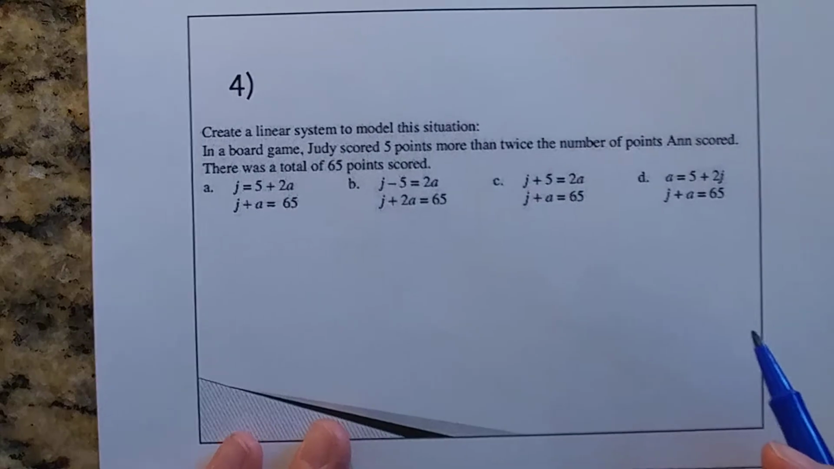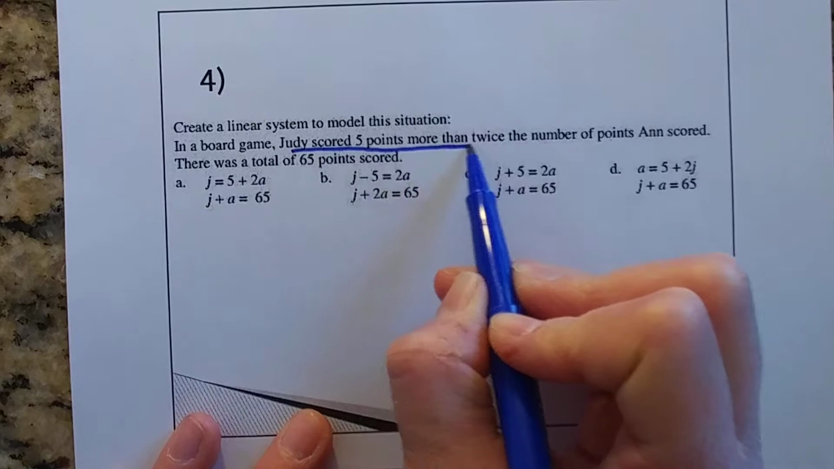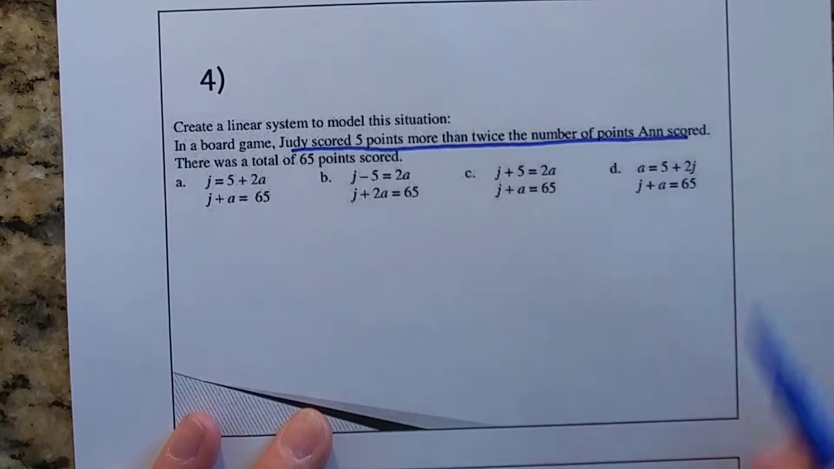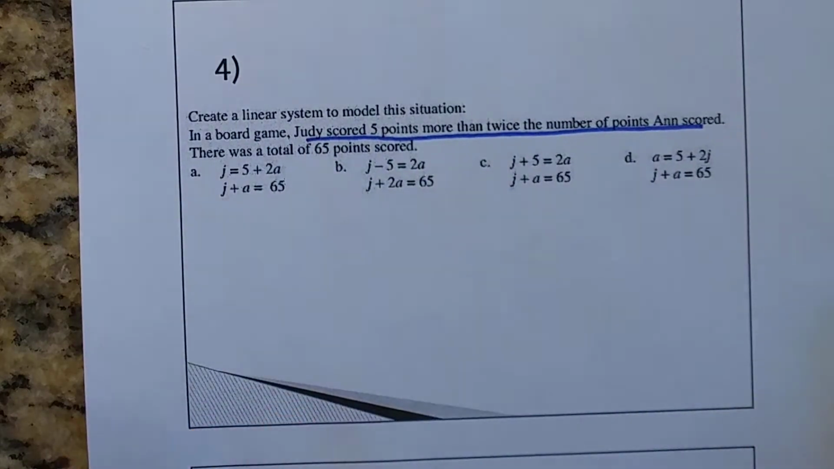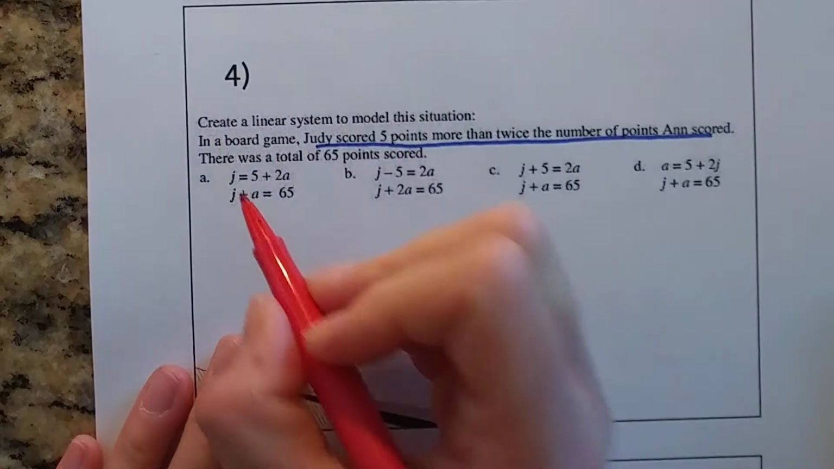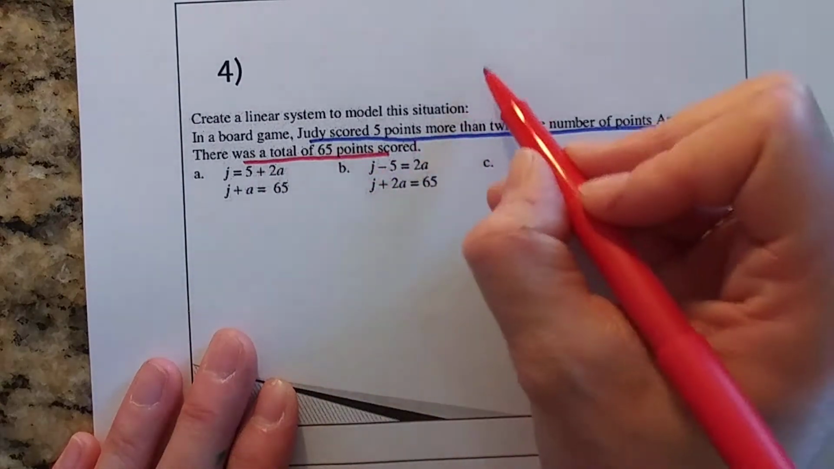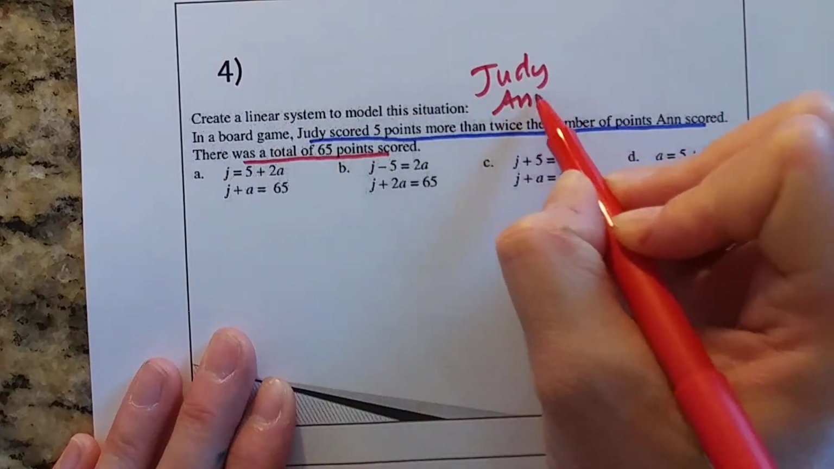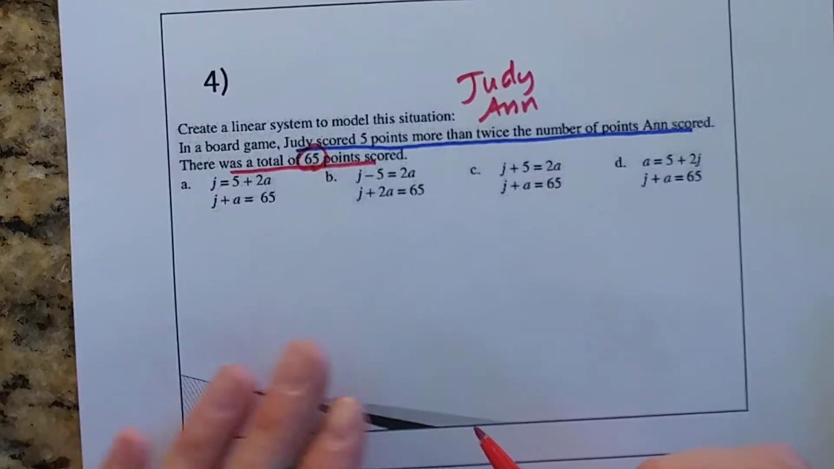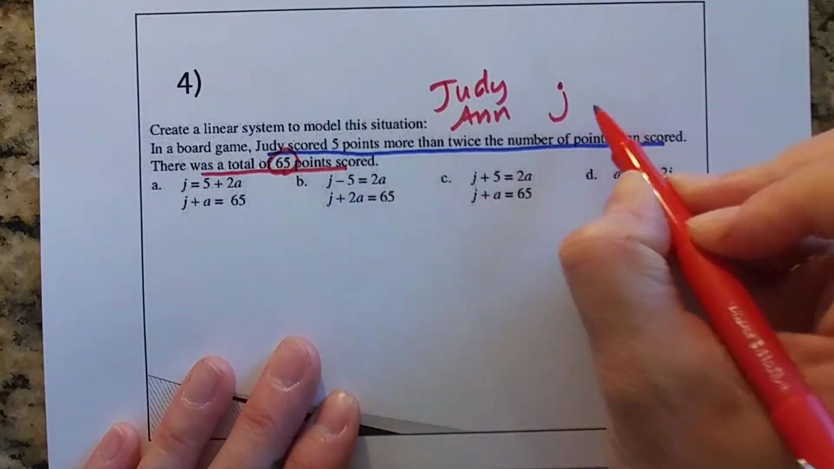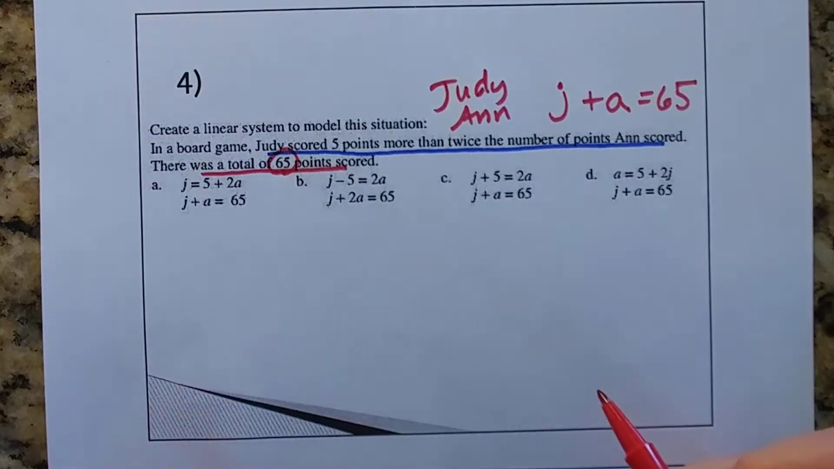Okay, here we have a board game. Judy scores 5 points more than twice the number of points Anne scores. Wow, okay, that sounds kind of confusing. Then let's look at the second part here. It says there was a total of 65 points scored. So it looks like Judy and Anne are playing this game. And together they score a total of 65 points. So if I take the points that Judy scores plus the points that Anne scores, I would get 65 points. Hopefully you can agree with that.